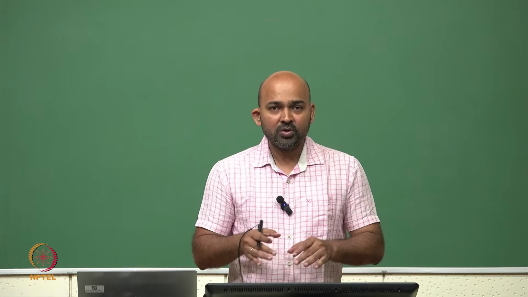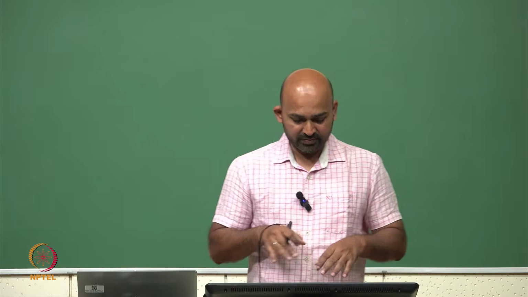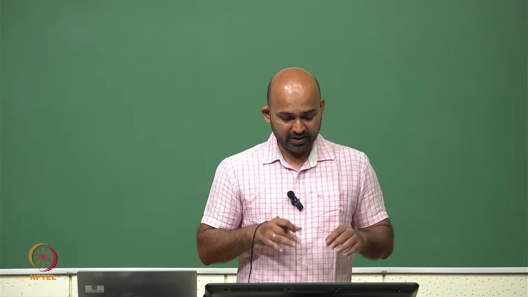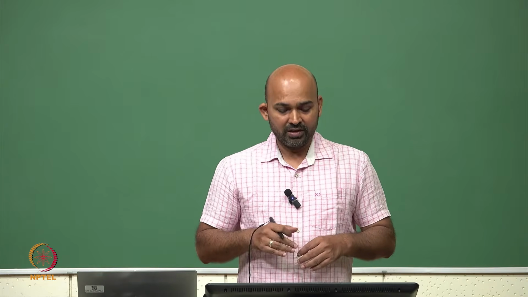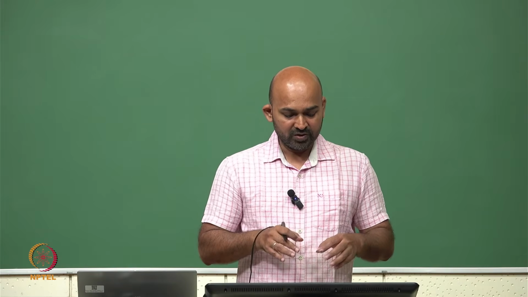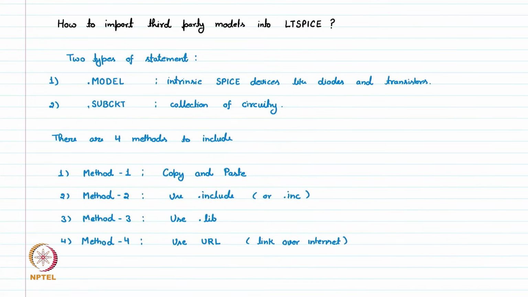Personally, I do not like the URL method because the models can change over time dynamically and we may not know that the manufacturer has changed it and our circuit is behaving differently. The first method, copy and paste, is not a very good method if we have, let us say, 10 third party components. 10 models we have to copy and paste, it looks very clumsy. So, the .include method is very much used by circuit designers, .include and .lib. So, these are the four methods of importing a third party model.